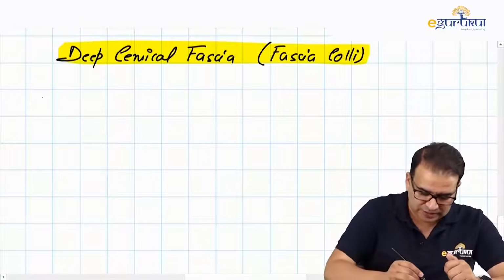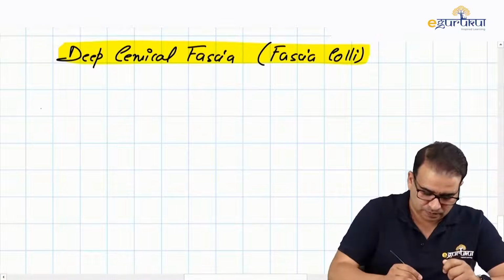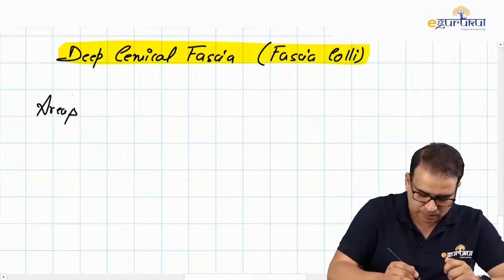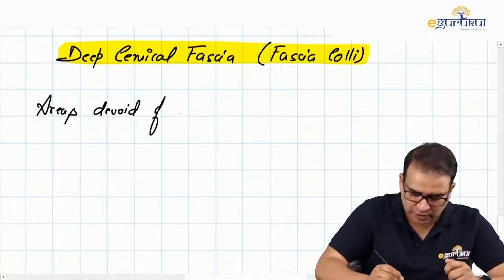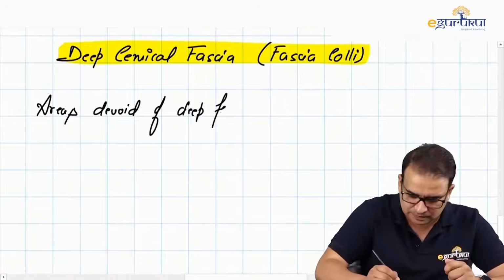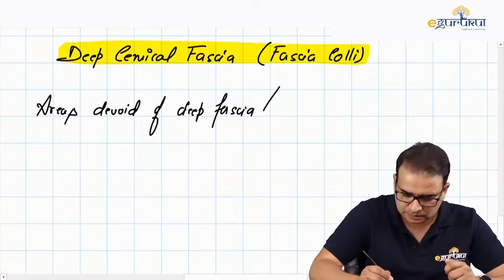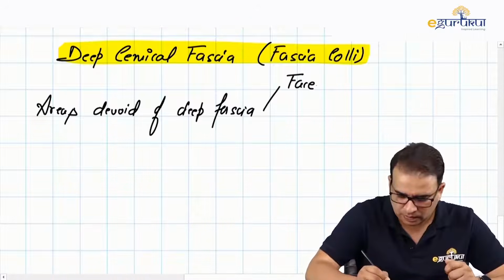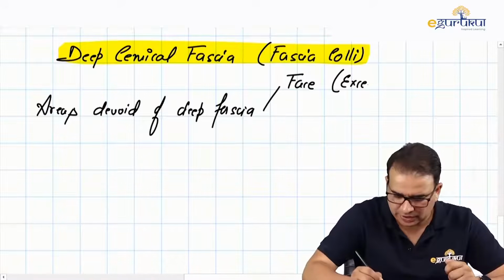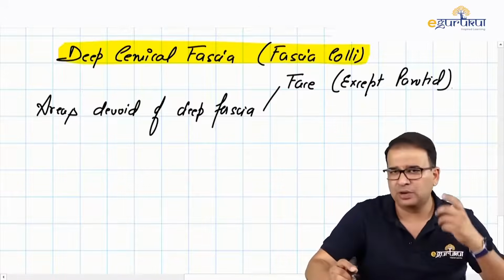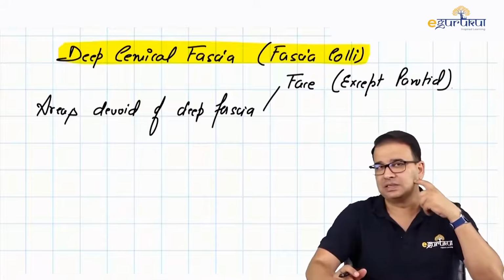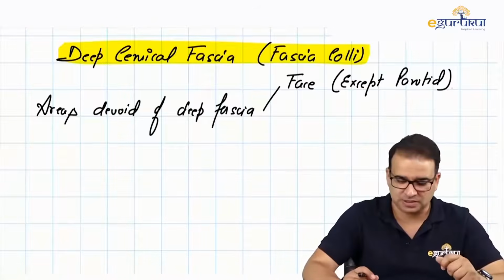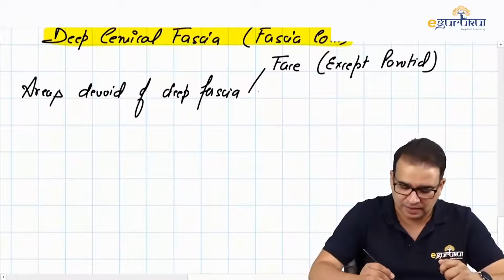So let me write those two points first, the areas devoid of deep fascia. Face except parotid region. Parotid gland has a very thick fascia. We call it parotidomasseteric fascia because it is on the masseter muscle. There's a very strong fascia around the parotid gland.